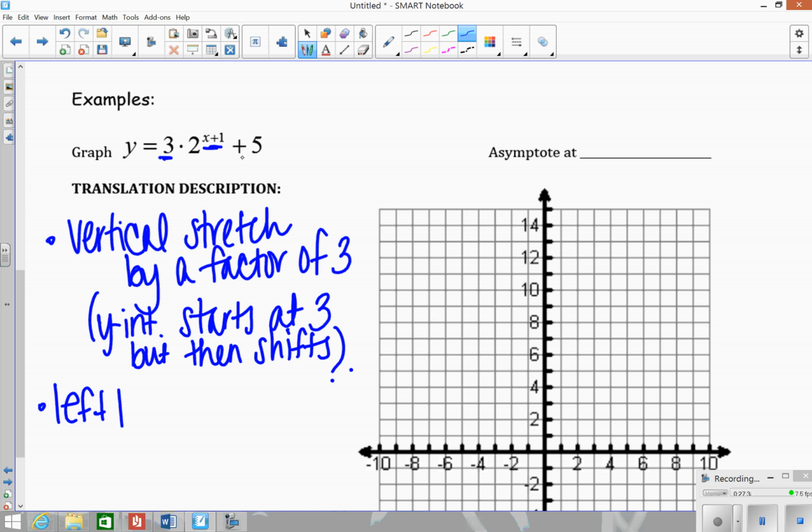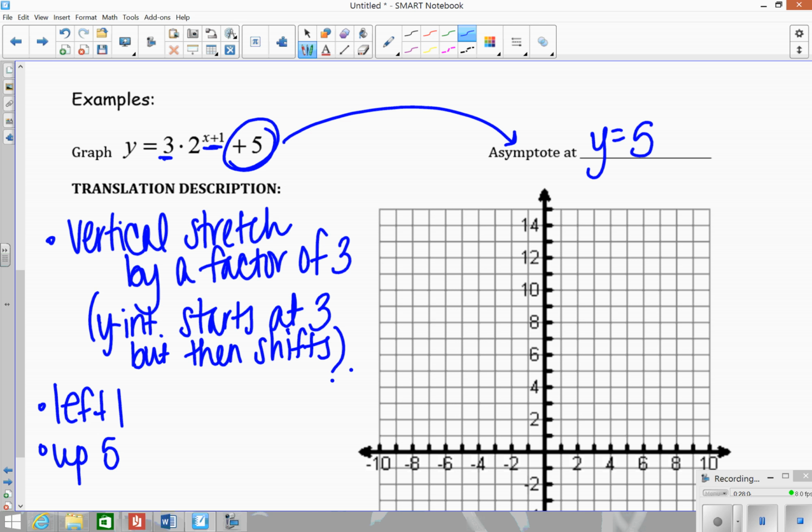And then the plus 5 at the end, that's on the outside. So since it's plus, it's going to be a shift. And that tells me I'm going to go up 5, because you follow what would make sense. That also tells me that my asymptote is going to be at y equals 5, because that number at the end is always going to be your asymptote, if you remember that. So let's actually go through and graph it so we understand what's happening.